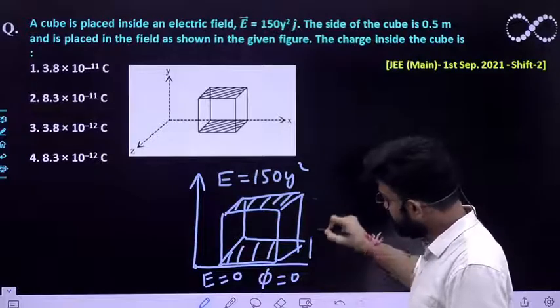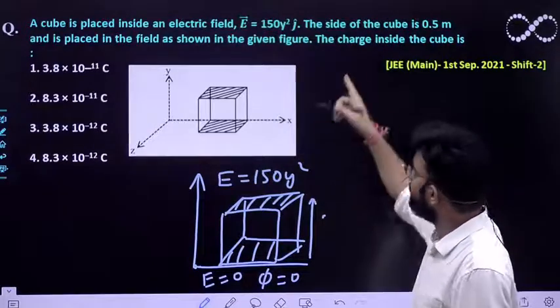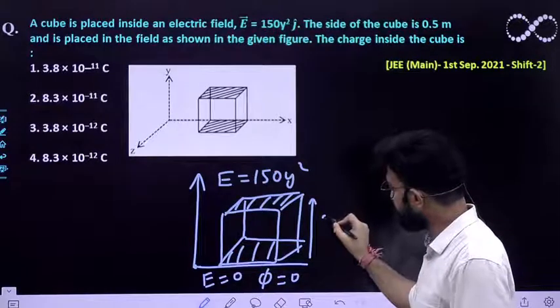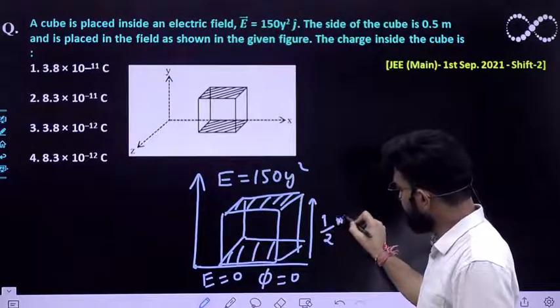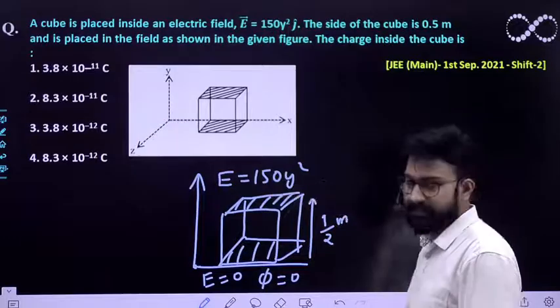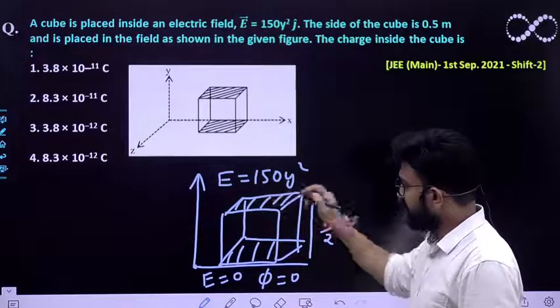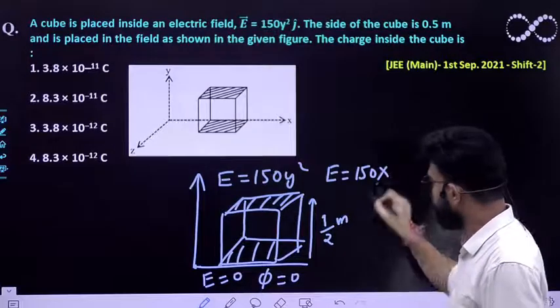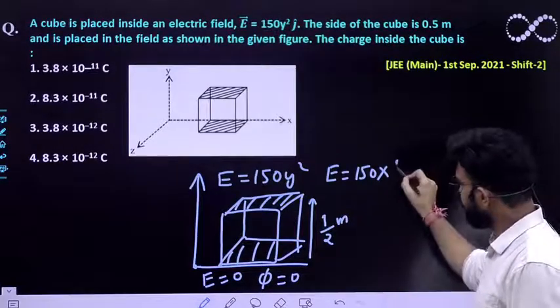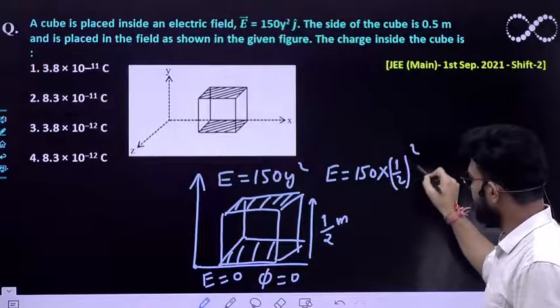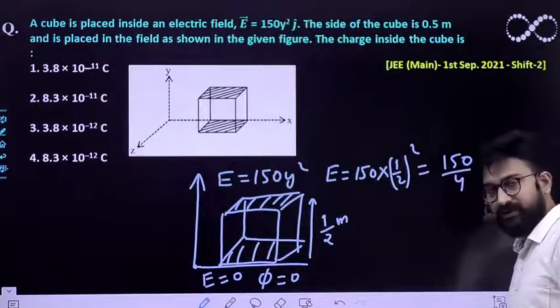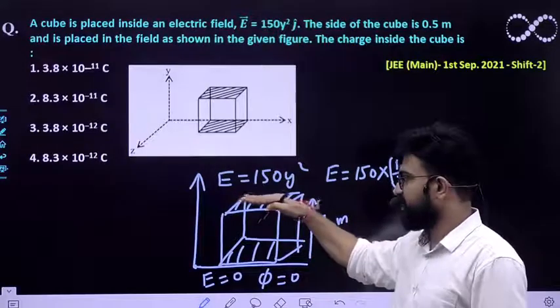At the upper face, the side given to you is 0.5 meter, so it is equivalent to half meter. So at half meter height, the electric field would be equivalent to 150 multiplied by half whole square, so it comes out to be 150 by 4. This is the value of the electric field at the upper surface.